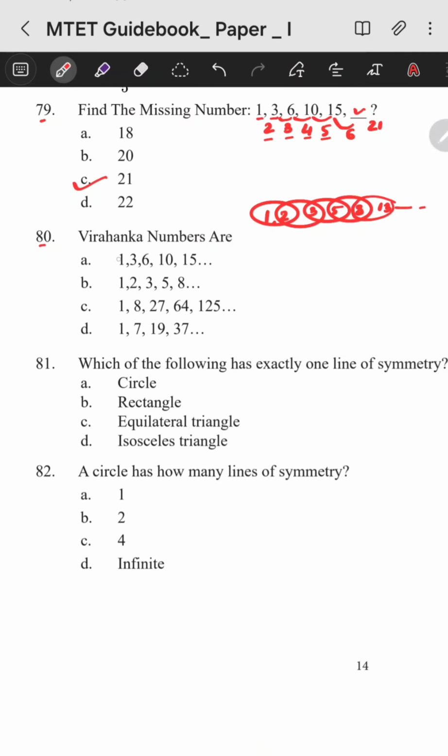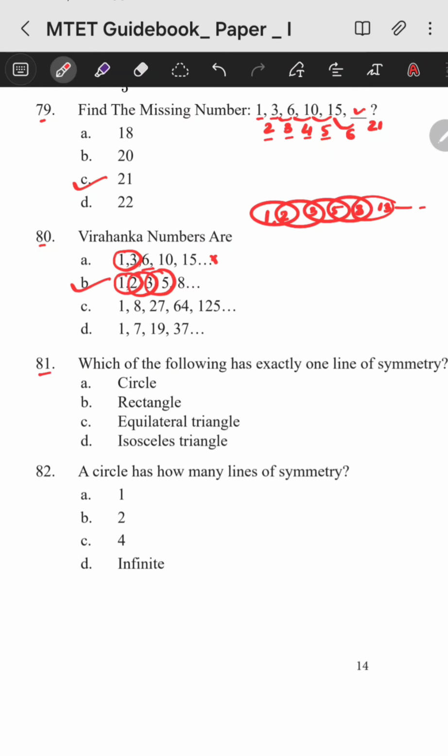If you see here 1 and 3, it should be 4, not 6. That means they are not following the pattern. If you see here 1 and 2, if you add them, it becomes 3. Then 3 and 2, if you add, it becomes 5. Then 3 and 5, it becomes 8. So this option B has the Fibonacci numbers. So option B is your correct option here.